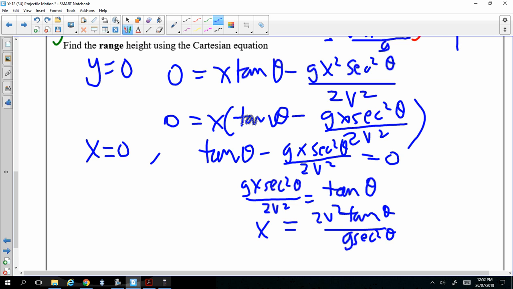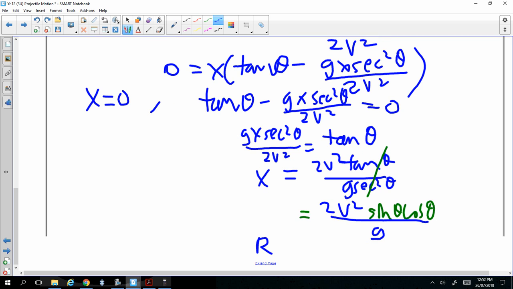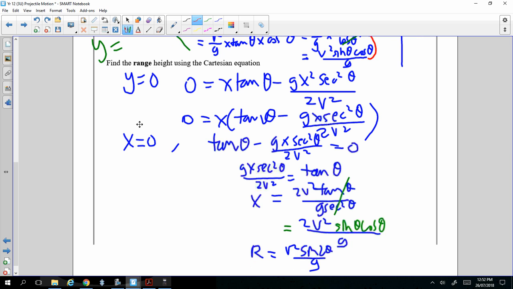Again, this is not a recommended way to find the range from the Cartesian form. Note this is longer than the other method. The Cartesian form is best to find the missing angle. If you use it to find other things like maximum height and range, it takes too long.